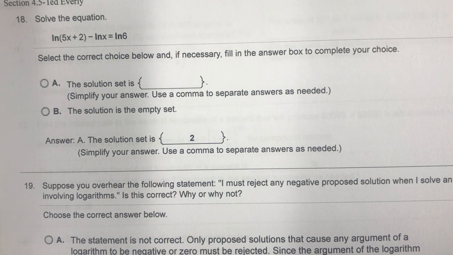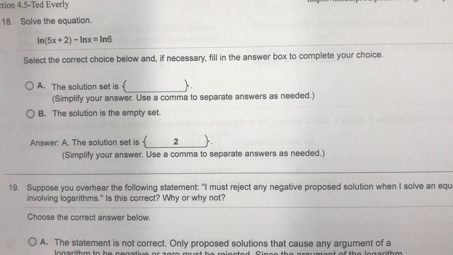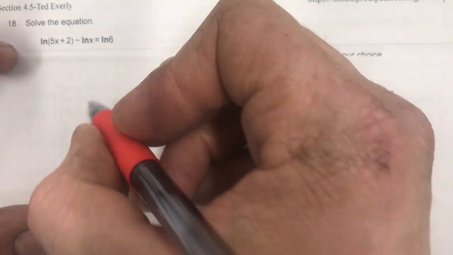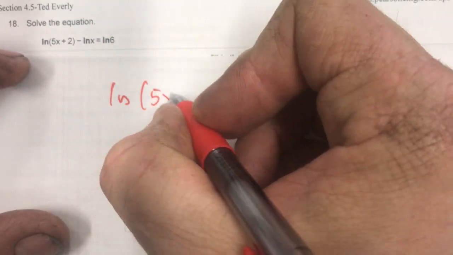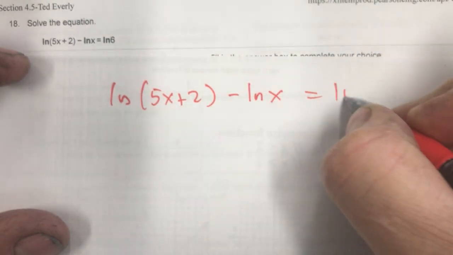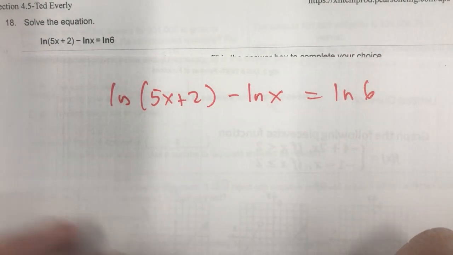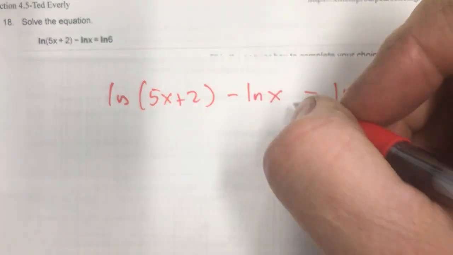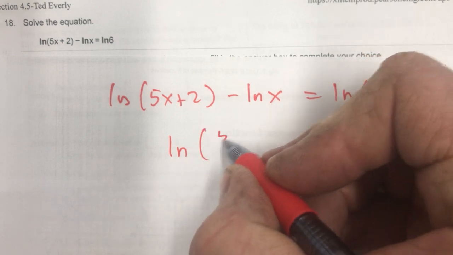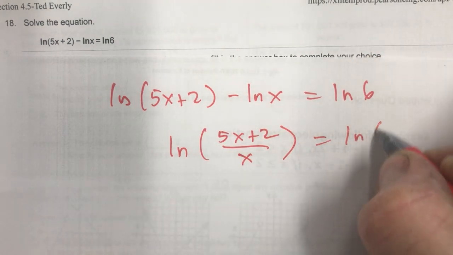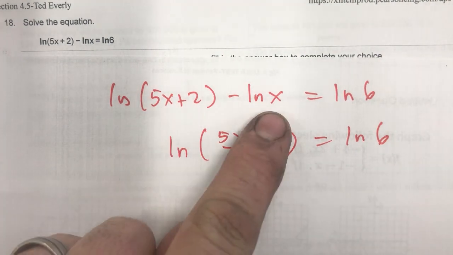All right, just a few more. 18. So on 18, I got natural log of 5x plus 2, minus natural log of x, equals natural log of 6. Well, these two I need to condense, and of course there's a minus here, which means I divide these arguments. So it's going to be natural log of 5x plus 2 divided by x.